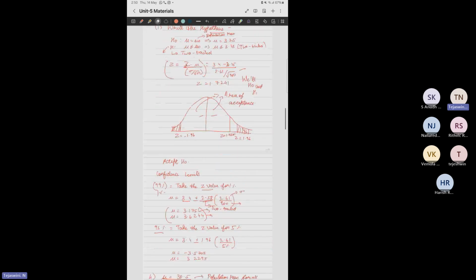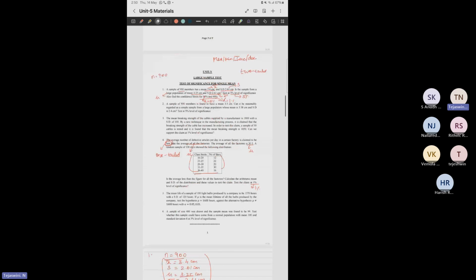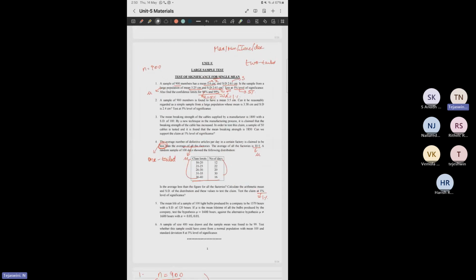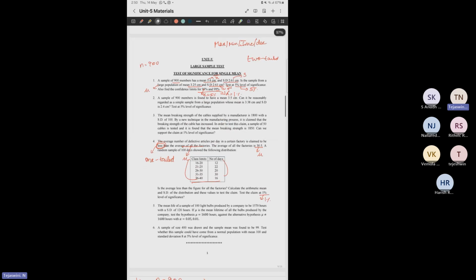So for all the other cases, I'll tell which tail we have to use. From that you can solve it. So n is given to be 900. A sample of 900 members is found to have a mean of 3.5. This is the sample mean x bar.